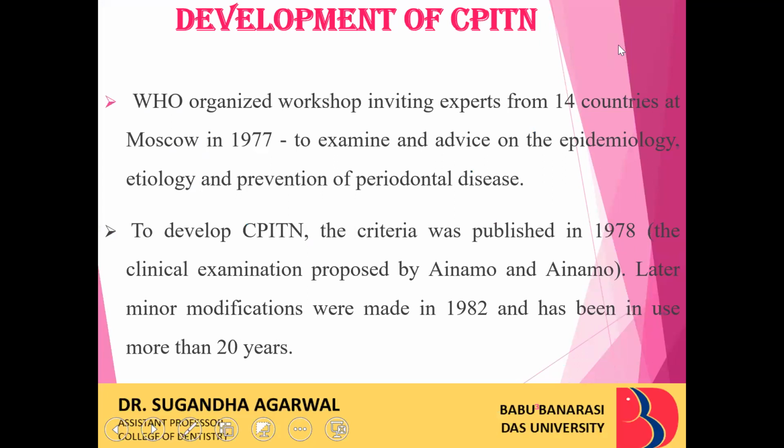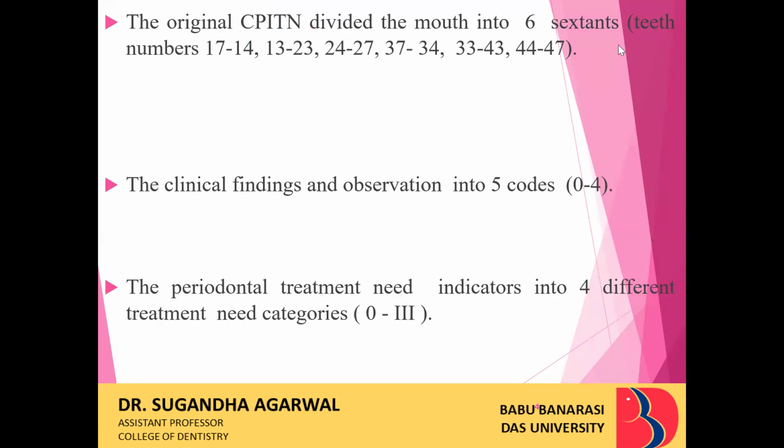Development of CPITN. According to WHO, a WHO organized workshop inviting experts from 14 countries at Moscow in 1977 to examine and advise on the epidemiology, etiology, and prevention of periodontal disease. To develop CPITN, the criteria was published in 1978, the clinical examination proposed by Ainamo and Barmes. Later, minor modifications were made in 1982 and it has been in use for more than 20 years.